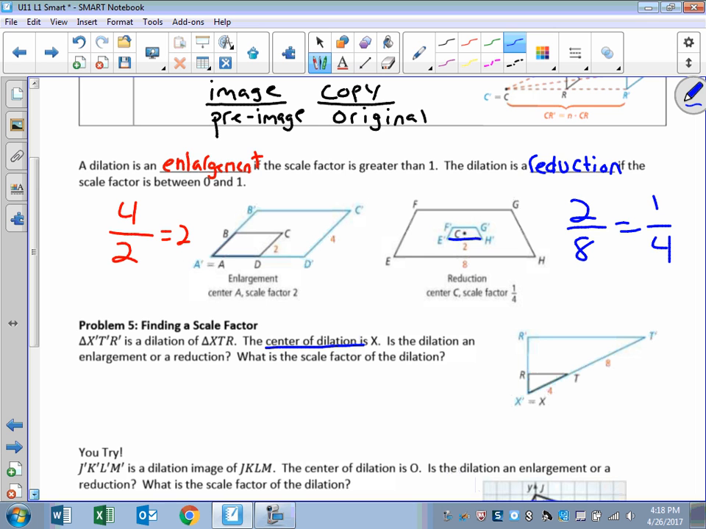So if we look at this one, the copy is the blue one, so clearly the shape is getting bigger. So we need to put image over pre-image. Okay? Now for this one, the pre-image is clearly 4. Right? The black triangle looks like the hypotenuse is 4. Don't get confused on this one when you look at x prime to t prime, because you would need to count the whole way. So instead of it being 8, it would actually be 12. So the scale factor here is 3. And because the scale factor is bigger than 1, we know it's an enlargement.